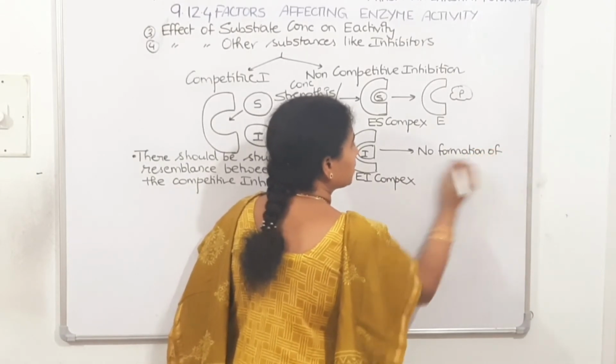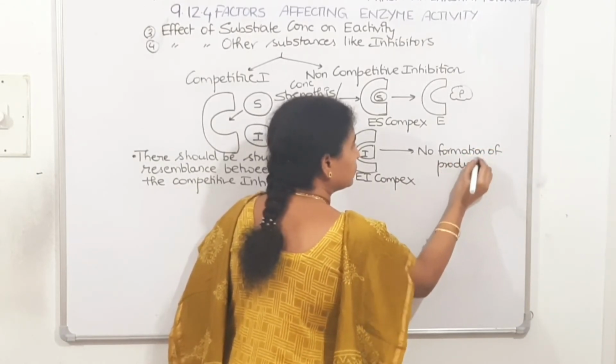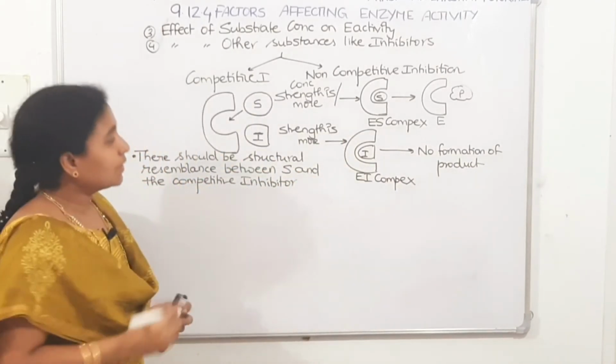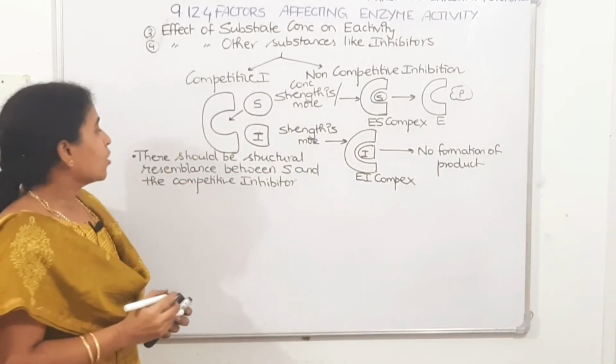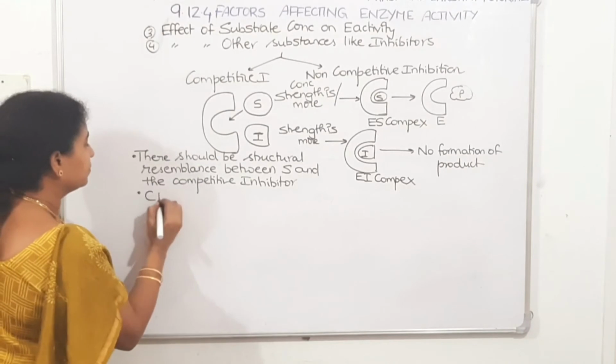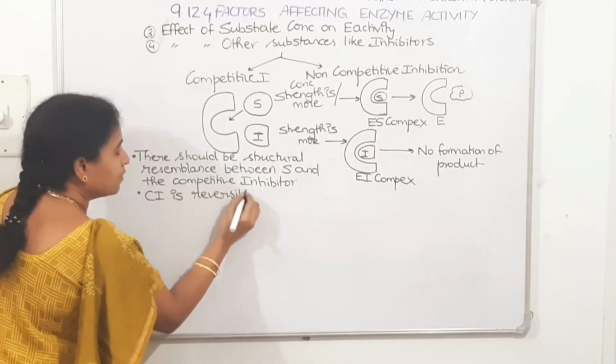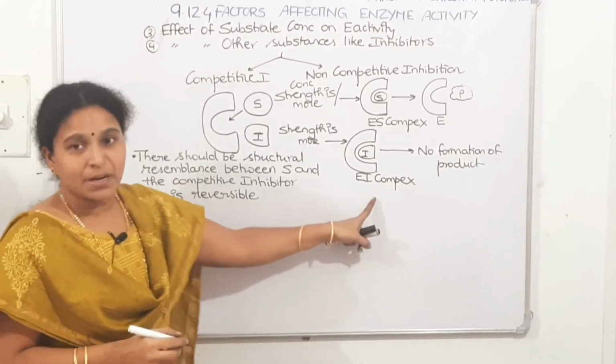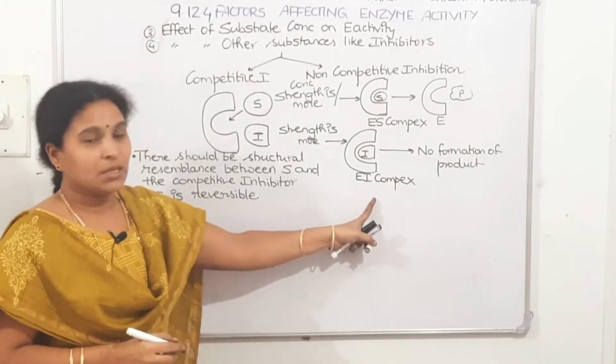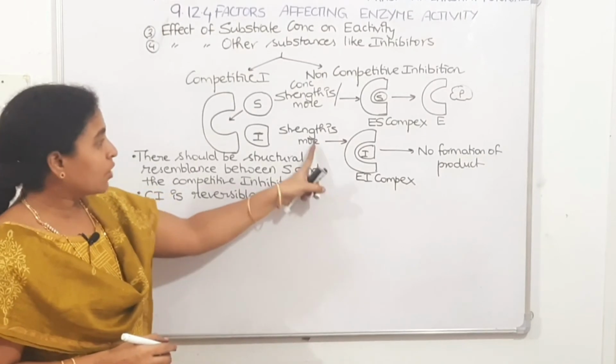No formation of the product. Product is not formed, right? So now, we tell competitive inhibition is reversible. How can you reverse this enzyme inhibitor complex? Why did the EI complex form? Because its strength is more.